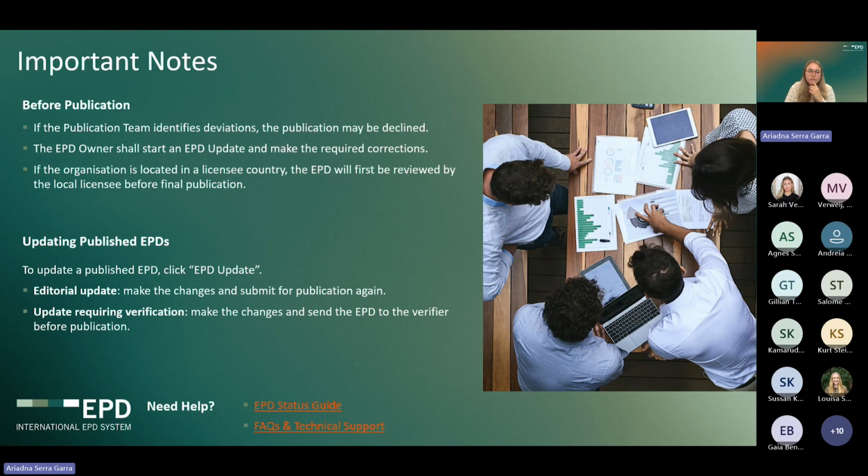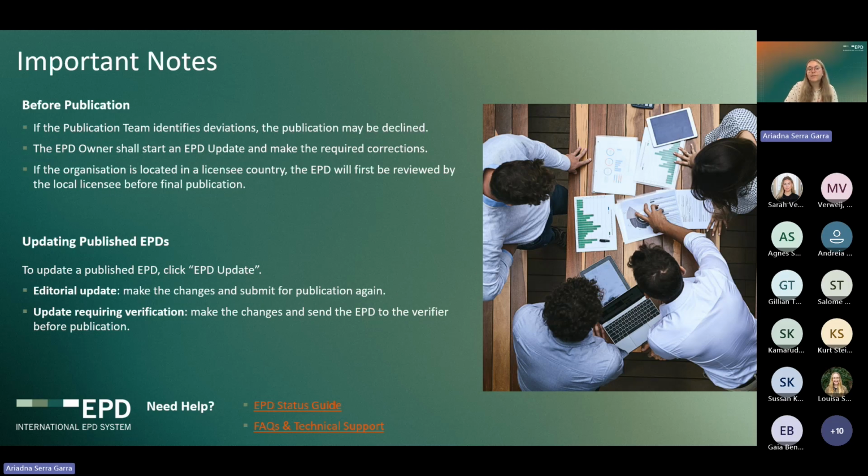Those are, for instance, when you are sending an EPD to publication, that doesn't mean that it's going to be published straight away. As I mentioned, the publication team will check that EPD and will ensure that the EPD has all the information required. If the team identifies any deviations or any missing information, they will decline the EPD, and then you will get a notification, and then you will need to initiate an editorial update to perform the changes that the publication team has detected.